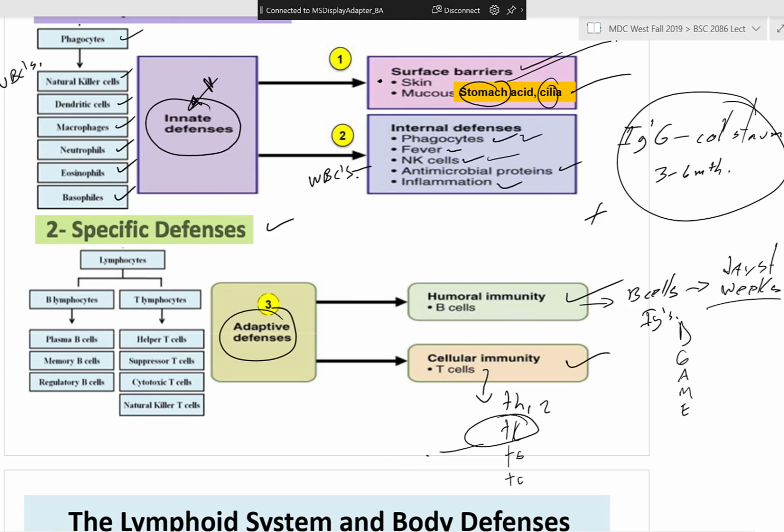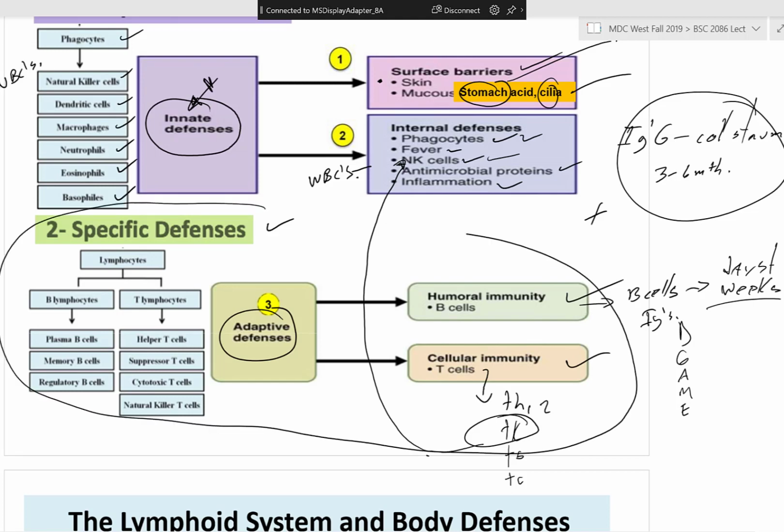Do you see it? So specific defense is all this right here. Within there, what are we going to have? All the B's: your plasma cells, your memory cells, your regulatory cells. On the T end, you have your helpers, suppressors, cytotoxics, and the natural killers. But remember that we said the natural killers are non-specific. That's the exception.